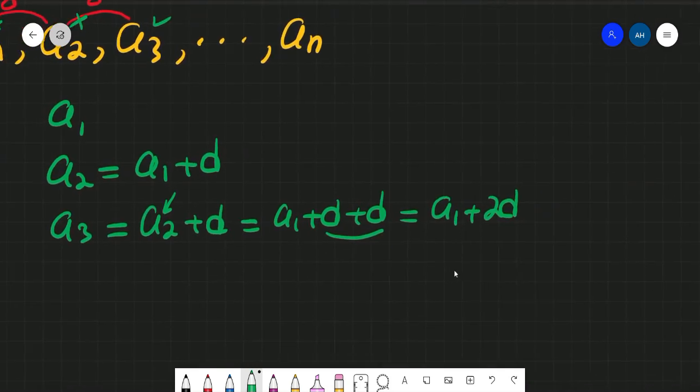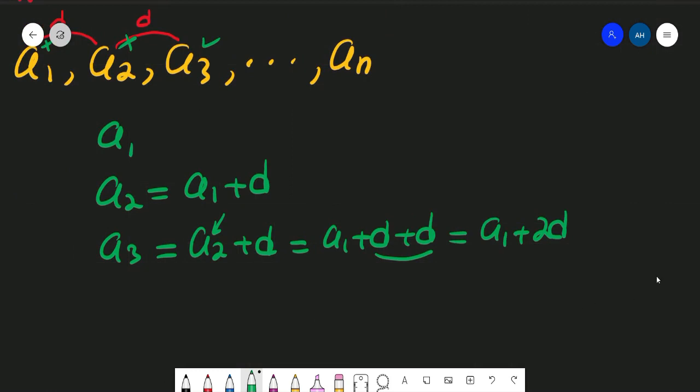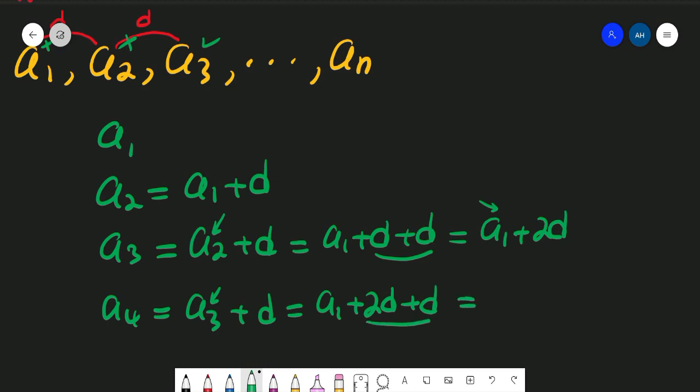Now let's continue the process. For a4, we are looking for a4. a4 is equal to a3 plus d. Now we are doing the same thing for a3. We are going to replace this a3 by this a1 plus 2d. So we have a1 plus 2d, that is a3, and we have to add d. You can combine this: a1 plus 2d plus d is equal to a1 plus 3d.